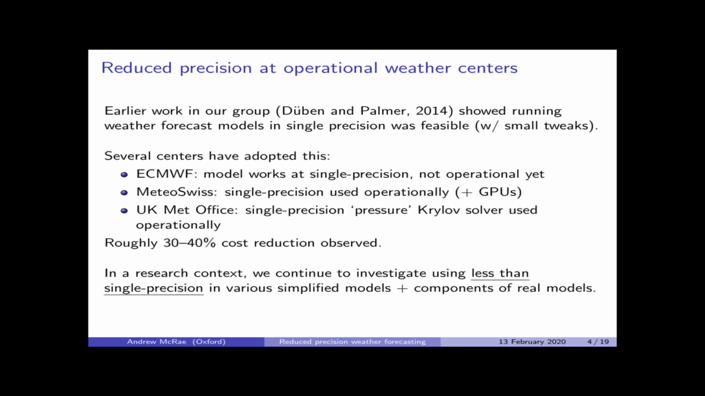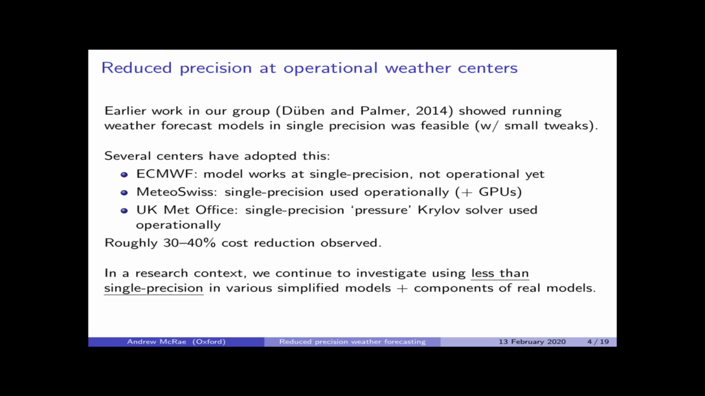The UK Met Office use single precision in just one part of the model. That's the single precision Krylov solver, the elliptic solve that's done each time step. And they indeed use that operationally. In all of these cases, what they tend to observe is something like a 30 or 40% reduction in runtime for the part of the code that they've turned from double to single precision.